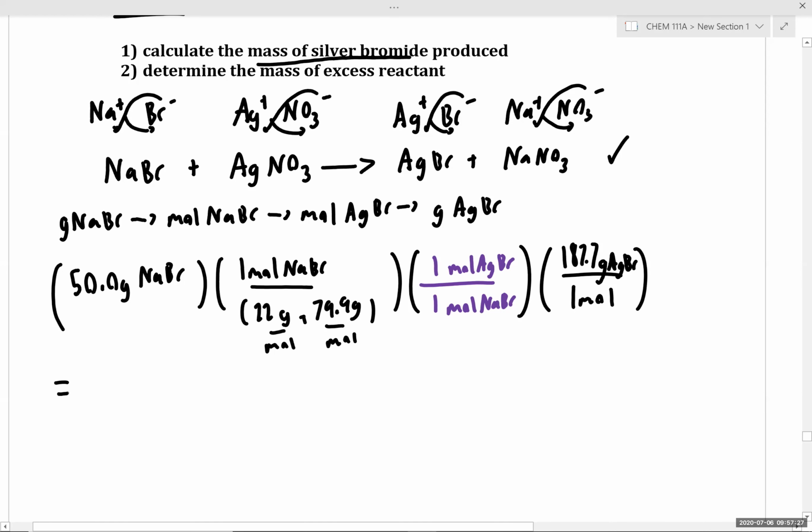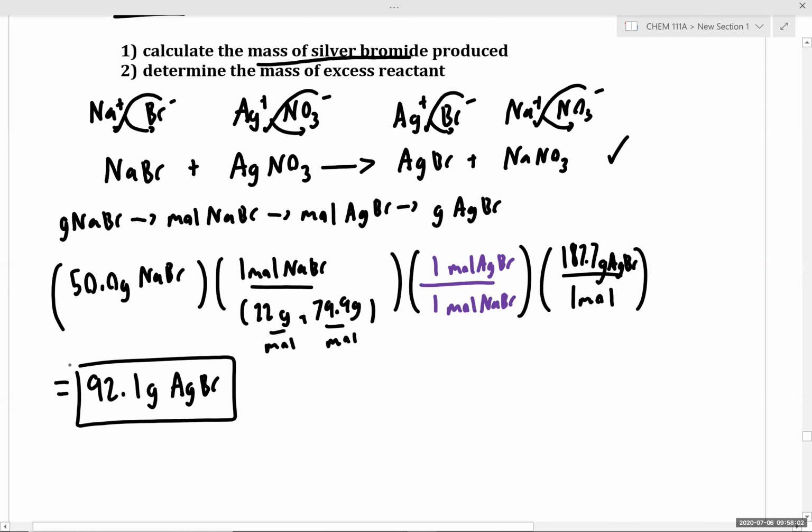So now that we have this set up, we can punch this into our calculator. Here we're calculating the theoretical or expected yield of silver bromide if we used up all of our sodium bromide. So we have 50 divided by 101.9 times 1 over 1 times 187.7. And that gives us an expected mass of 92.1 grams of silver bromide.